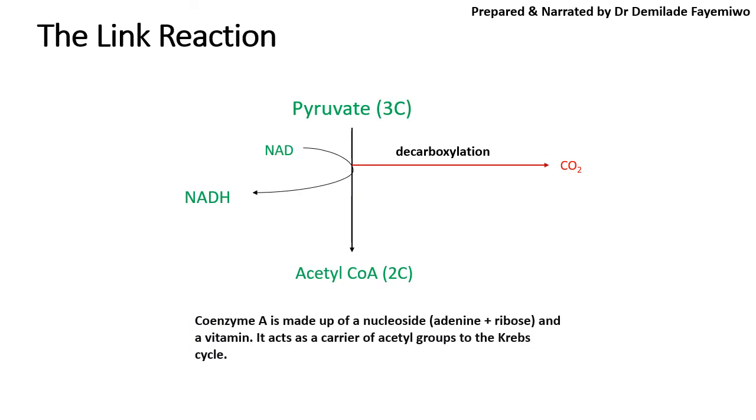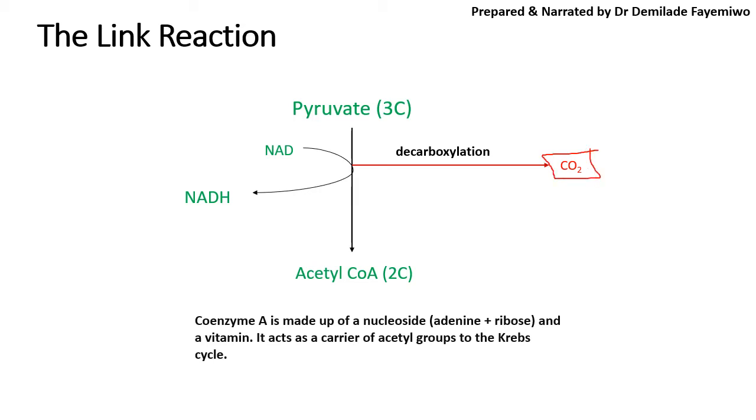Once glycolysis has been completed, the cell then undergoes what we call the link reaction. The link reaction is simply where pyruvate is prepared for entry into the Krebs cycle. So what happens here is that pyruvate is first of all decarboxylated. Decarboxylation means the removal of CO2 over here.